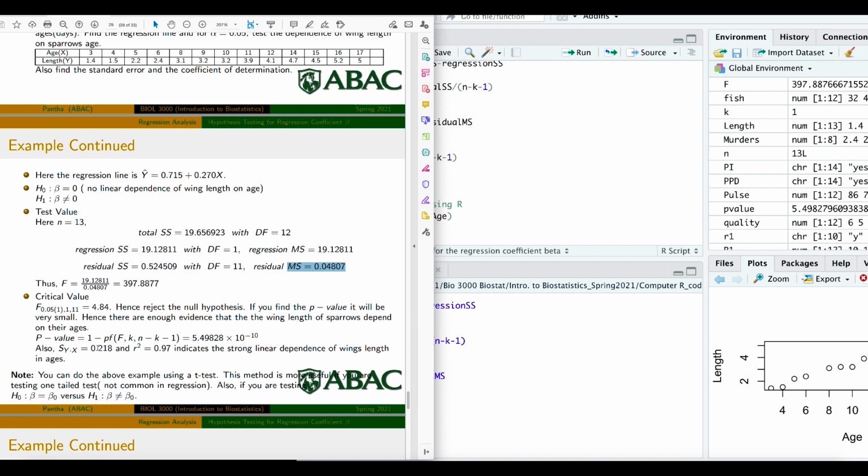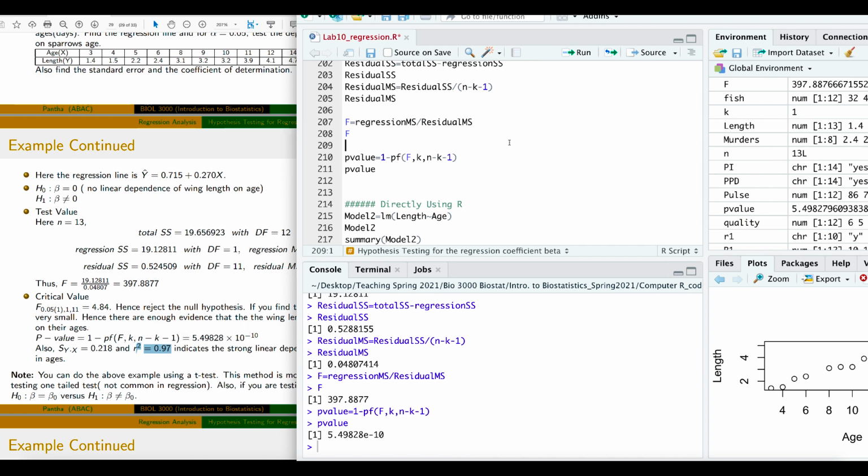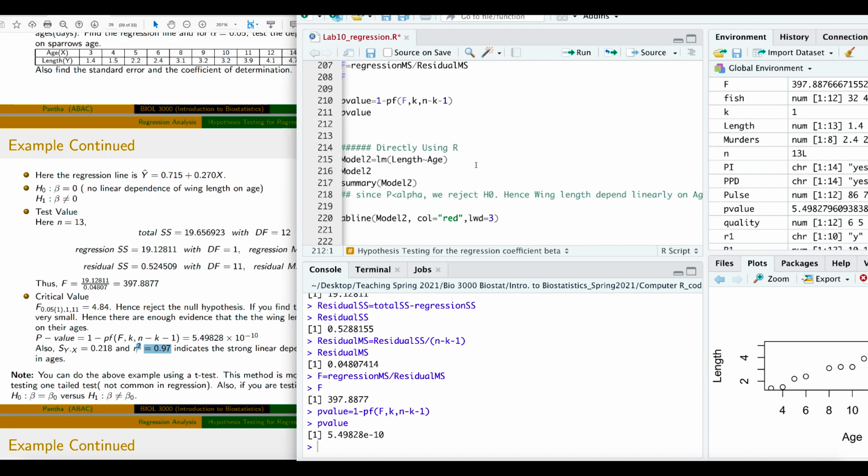SYX, that is 2.218. That's what you get. And R square, if you find out the correlation coefficient, then you will get 0.97, which indicates the strong linear dependence of the wing. So we will see, okay, because when you use R directly, it will list all those values also. So that's what we got. So p-value less than alpha, we can write here or later. Let's write later together.